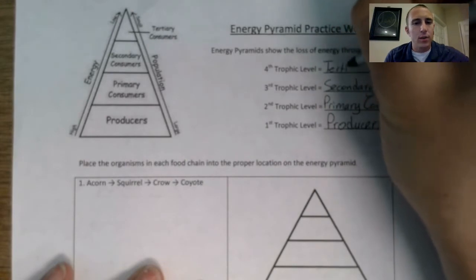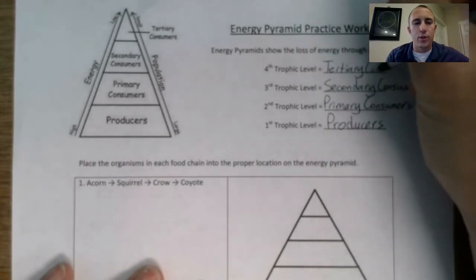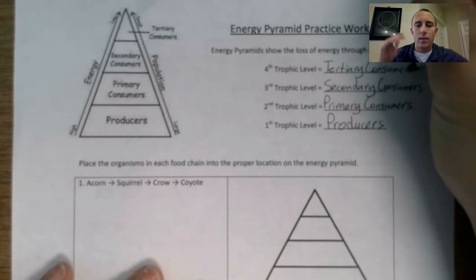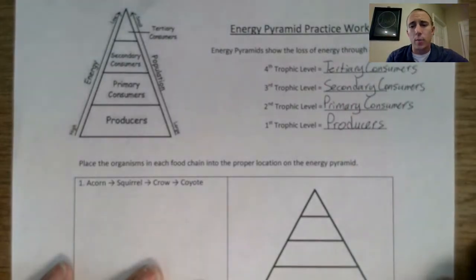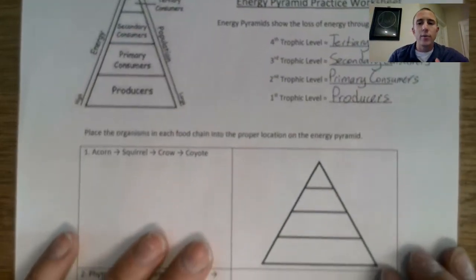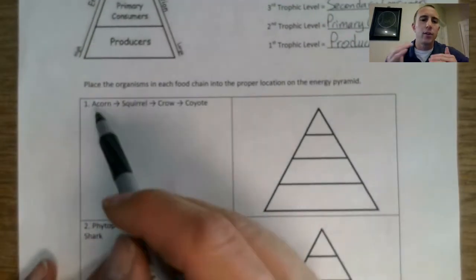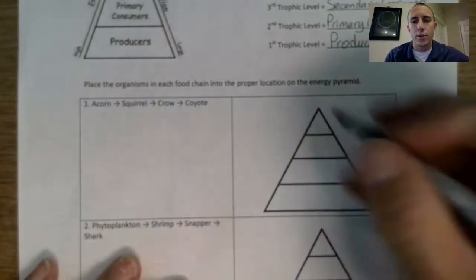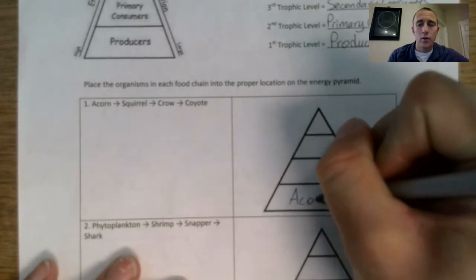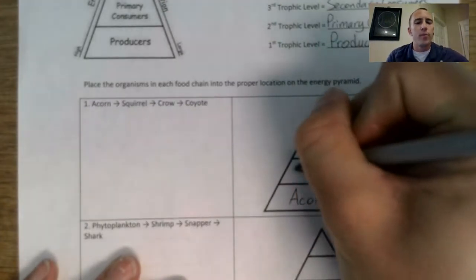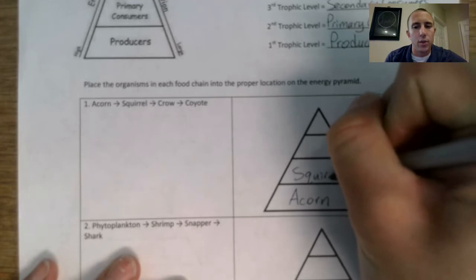The first trophic level is always going to be the producers. They're always going to be on the bottom of our ecological pyramids. Then the primary consumers eat the producers, secondary consumers eat the primary consumers, and tertiary consumers eat the secondary consumers. So we're mapping out the movement of energy from one organism to another.